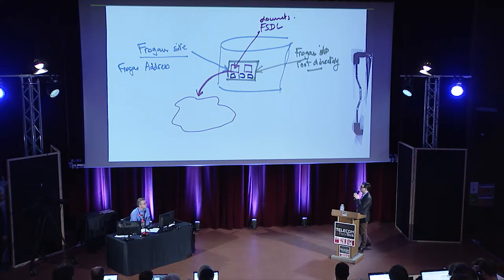Okay, it's all the more important when, as Philip said, Frogans sites are limited in size, they're small. So you said an FSDL document is a document, and a Frogans slide in the FSDL. How does this limited size reflect in the FSDL language?